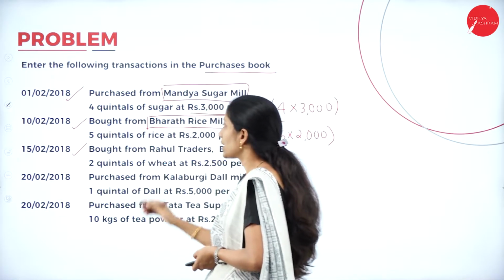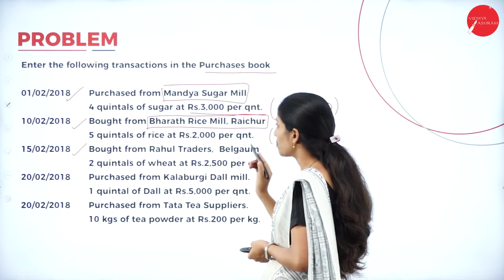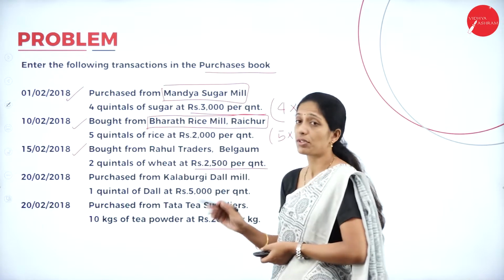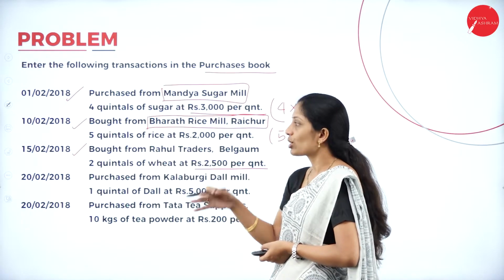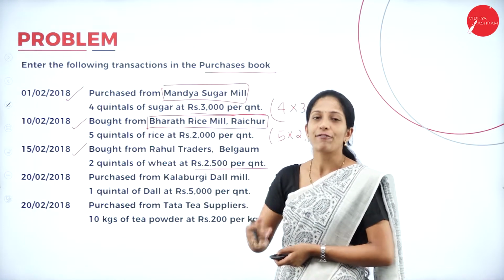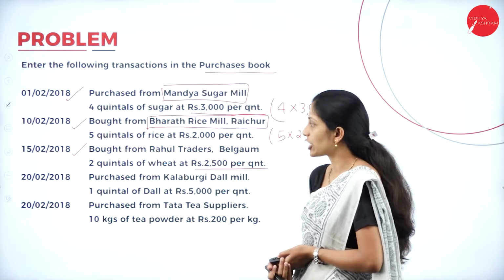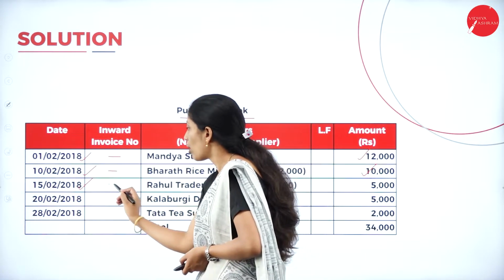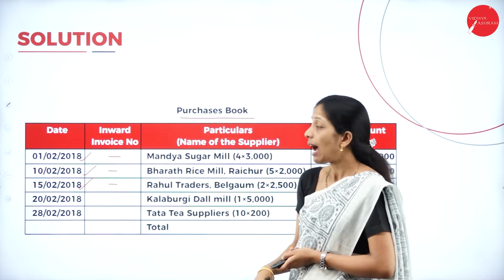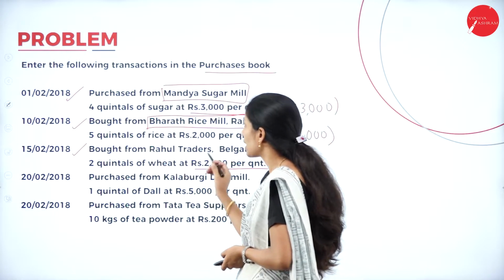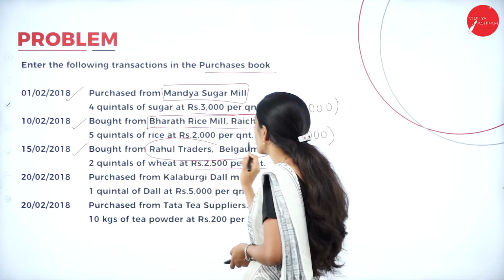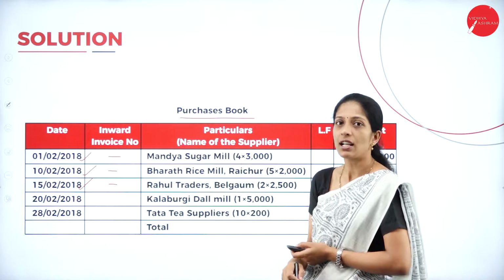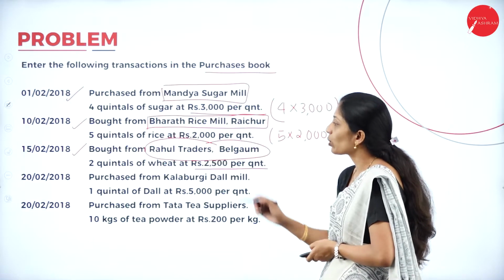15 to 2018, bought from Rahul Traders, Belgaum, 2 quintals of wheat at rupees 2,500 per quintal. So here also it is on credit basis. So we have to record the transaction in the purchase book. So write the date 15 to 2018. They have not given inward invoice number and name of the supplier. So who is the name of the supplier? Rahul Traders, Belgaum. So write name of the supplier Rahul Traders, Belgaum, and what is the amount?